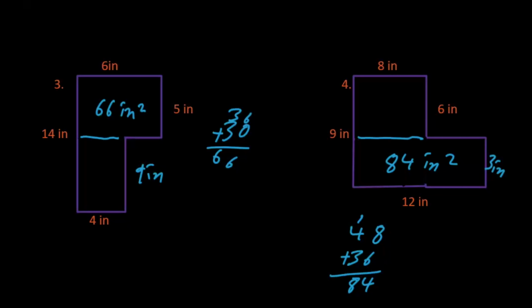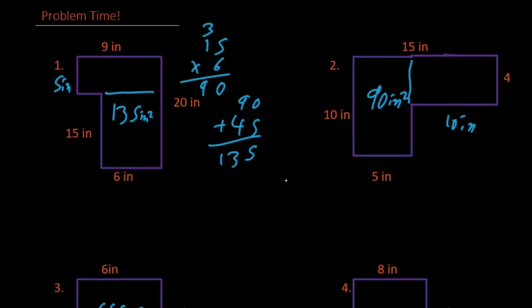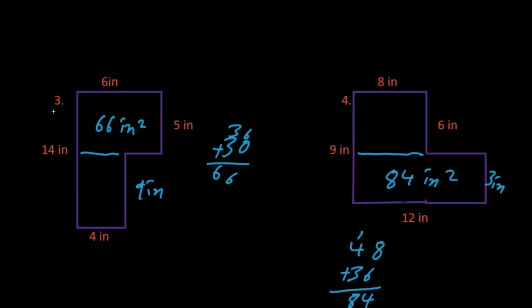Okay? So let's look at the answers one more time. So the first one is 135 inches. Okay, let's actually circle that. So the first one's 135 inches. Second one is 90 inches squared. Third one is 66 inches squared. And finally, fourth one is 84 inches squared.